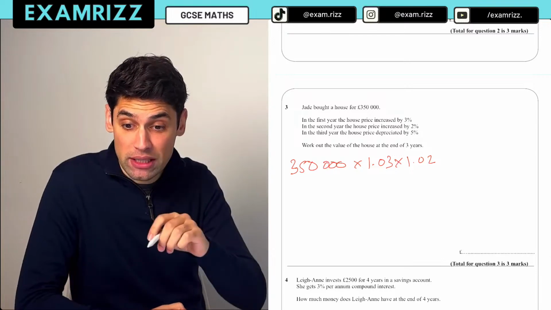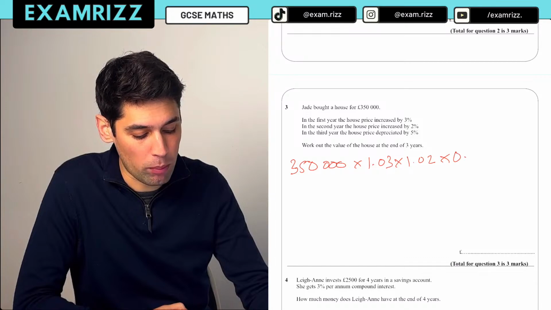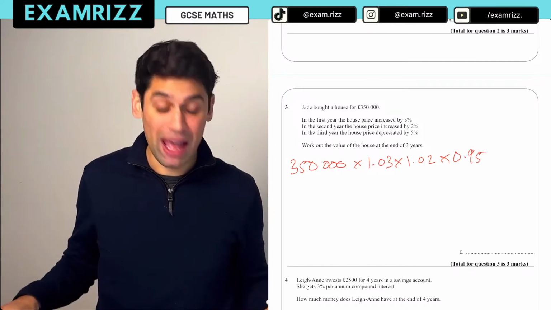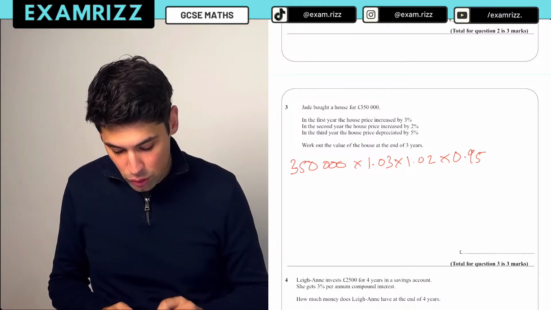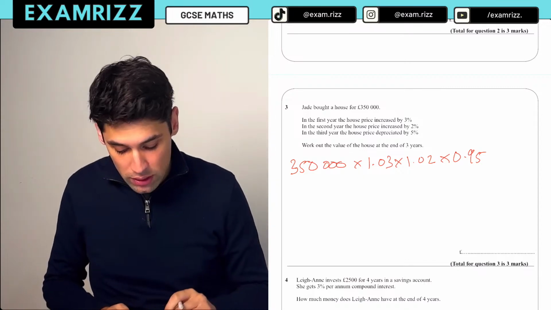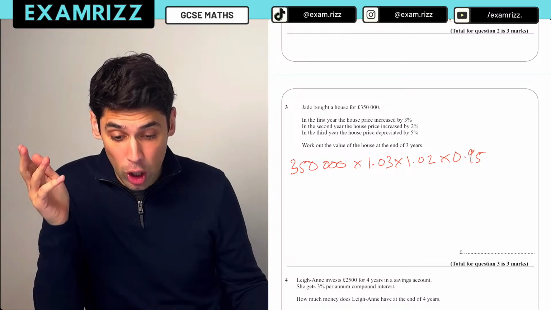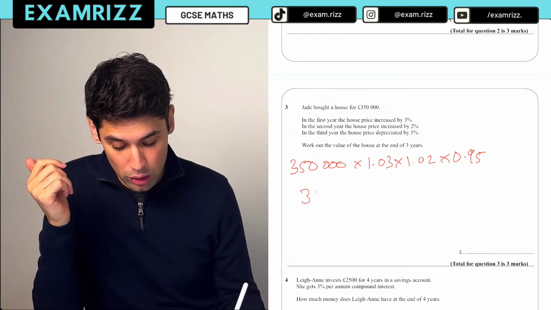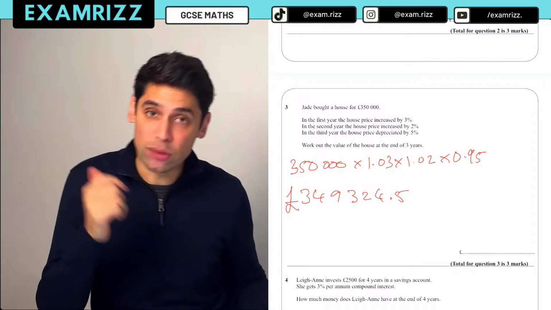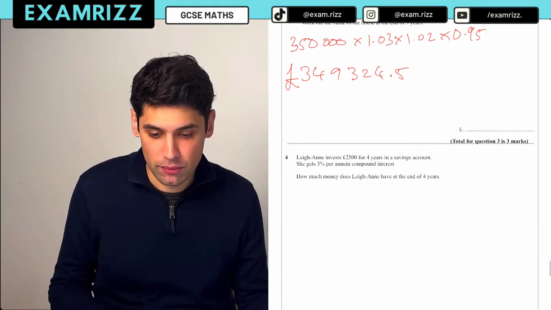And then it depreciated by 5%. That means we minus 5 from 100 and divide that by 100. So that's going to be 0.95. If you minus 5 from 100, you get 95. Divide that by 100, you get 0.95. And you can just type this straight into your calculator. 350 grand times 1.03 times 1.02 times 0.95. She's unhappy. It is below her original value. 349,324.5 pounds is what her house is worth. But that's the power of decimal multipliers.